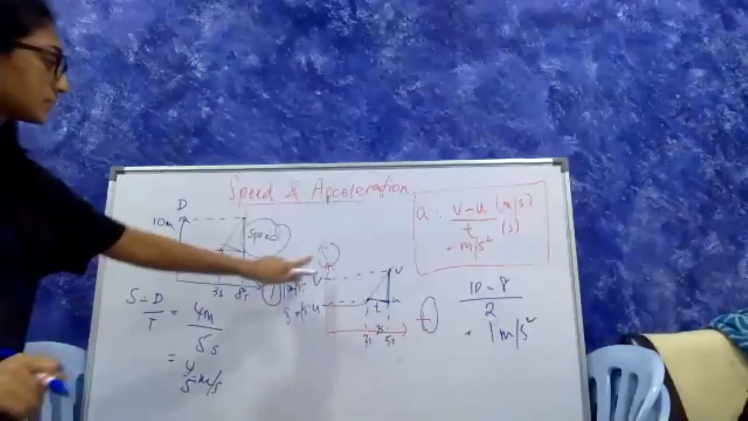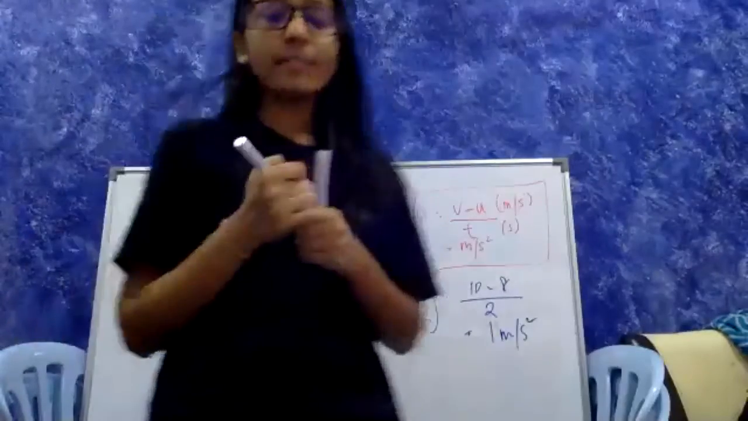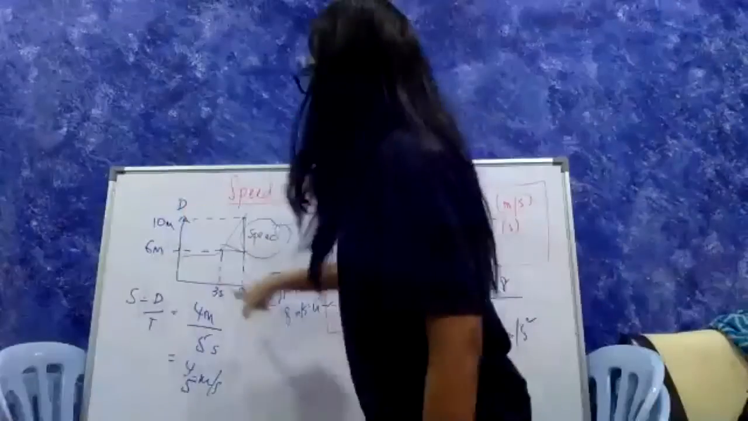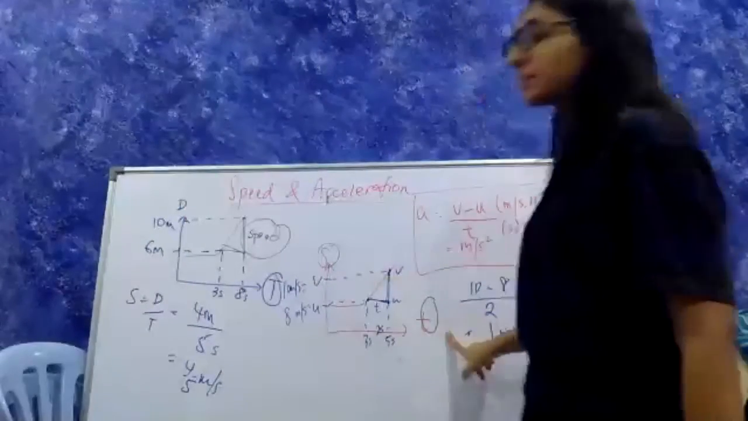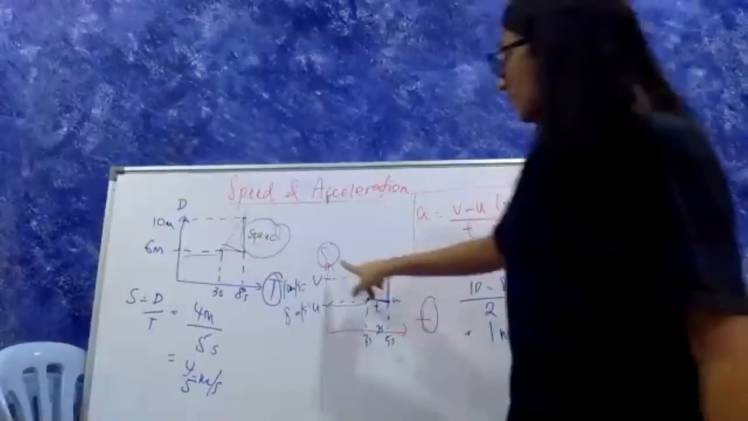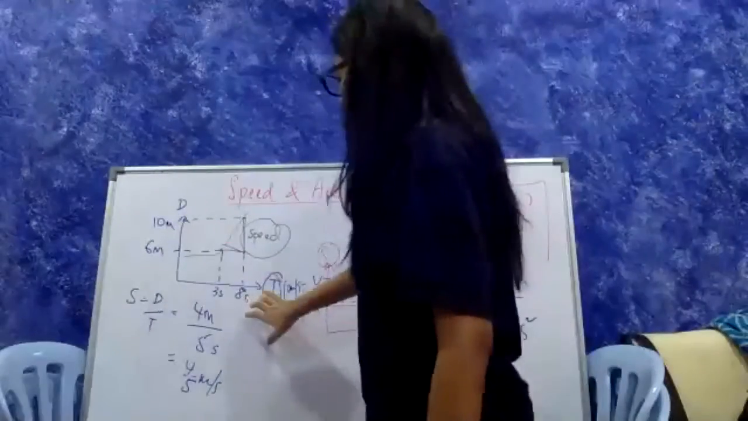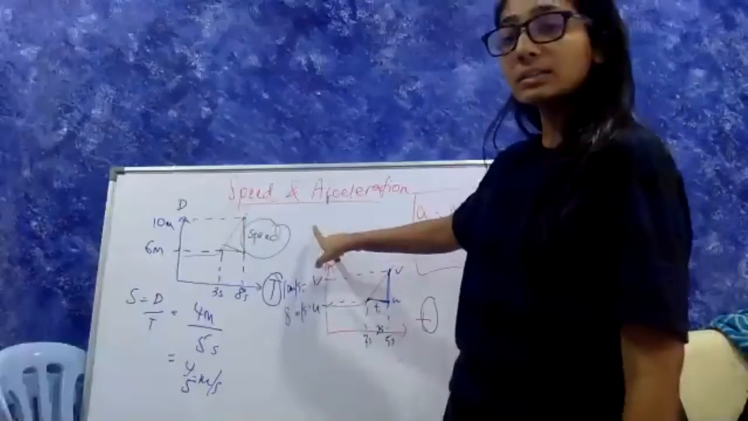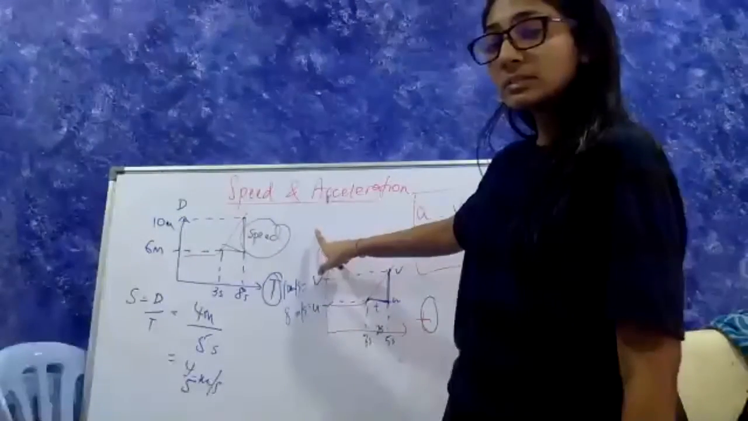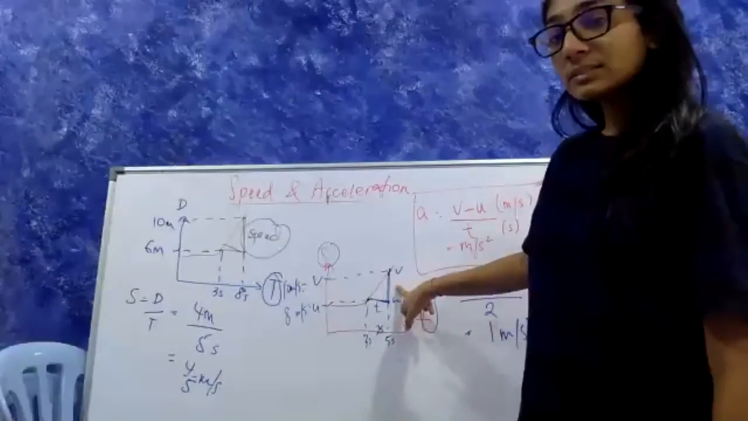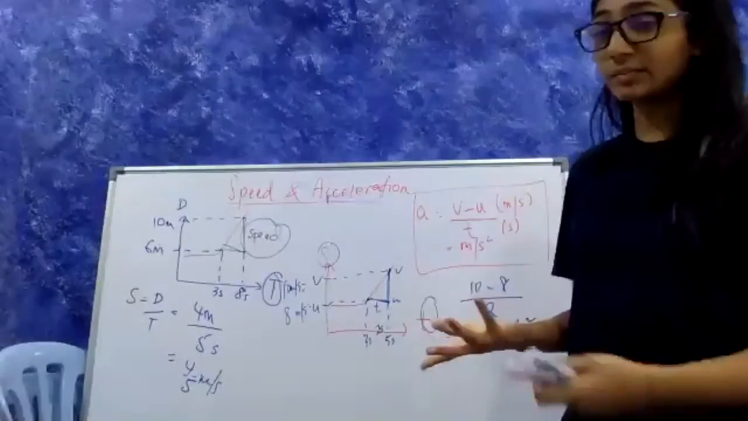Same thing here for speed. So every time you have a graph, the first thing you must do is check what graph it is. Is it a distance time graph or a speed time graph? If it's a distance time graph, the gradient will give me the speed. If it's a speed time graph, the gradient will give me the acceleration. So you have to be very careful what graph they give you.